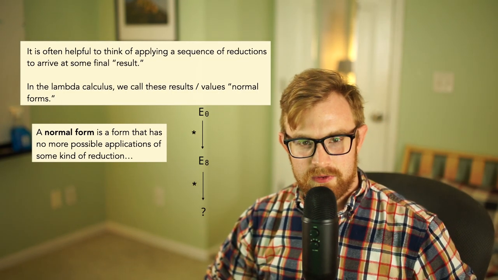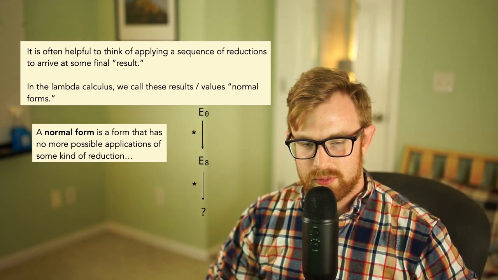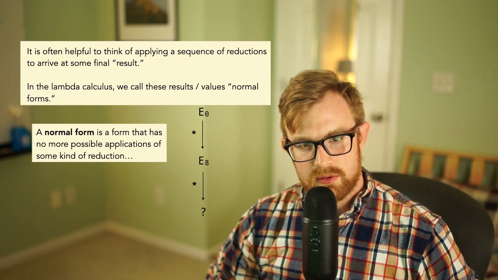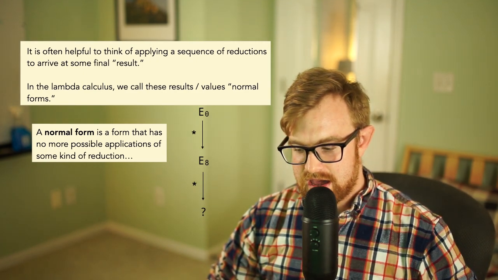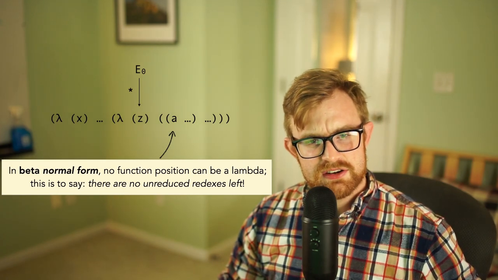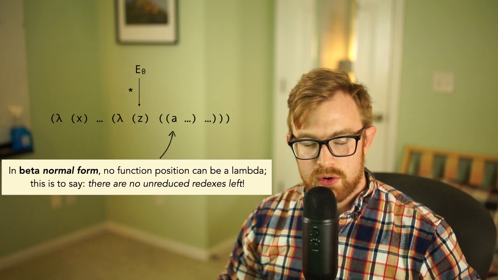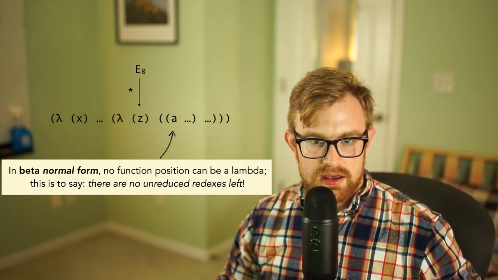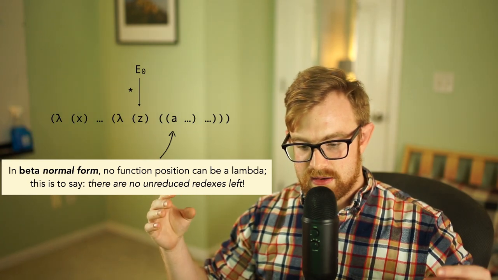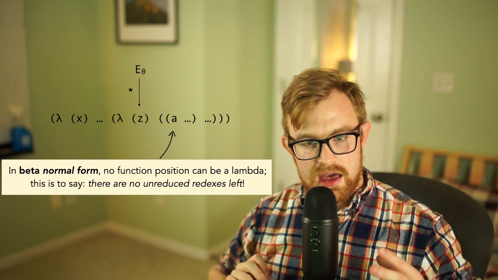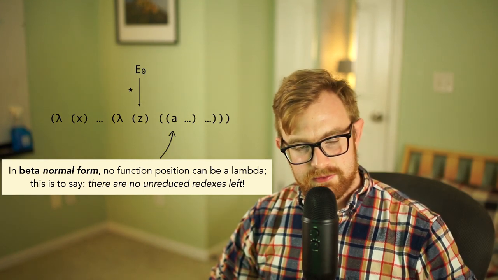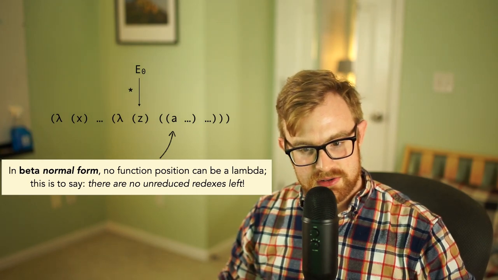Now, another thing is that it's often helpful to think of applying some sequence of reductions some number of times until we reach some ultimate result. In the lambda calculus, we call those results normal forms. A normal form is just some expression that has a property where we can't apply any further reduction on it in some way. So, for example, we say that a term is in beta normal form when there are no unreduced lambdas in function position. In other words, there's no possible beta reduction you could apply. You've taken all of the possible beta redexes and reduced them to some canonical form. And you can group terms by whether they end up in the same equivalent beta normal form or different kinds of, for example, weak head normal form, as we'll talk about in the next few lectures.